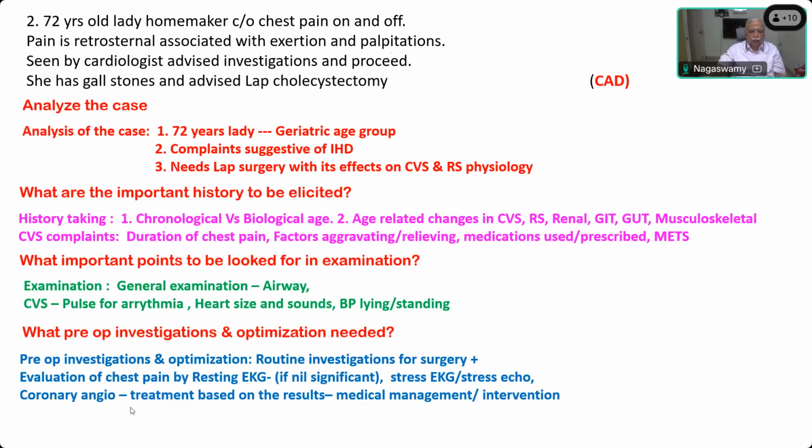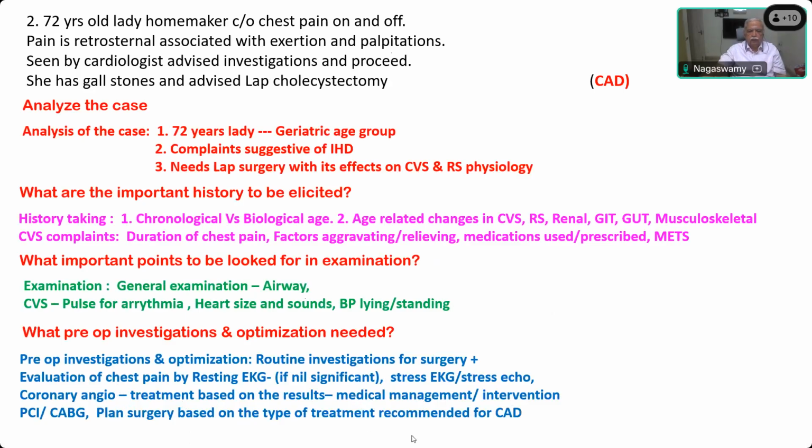And coronary angio only when it is definitely indicative of an ischemia or an already mild infarction which is ignored. Then the patient will require a coronary angio with treatment based on the results, whether to go for medical management or intervention. And sometimes if the condition is very severe, the block is quite severe, which is not amenable to medical management, then you have to insist on the patient getting a PCI or a CABG and plan surgery based on the type of treatment recommended for CAD.